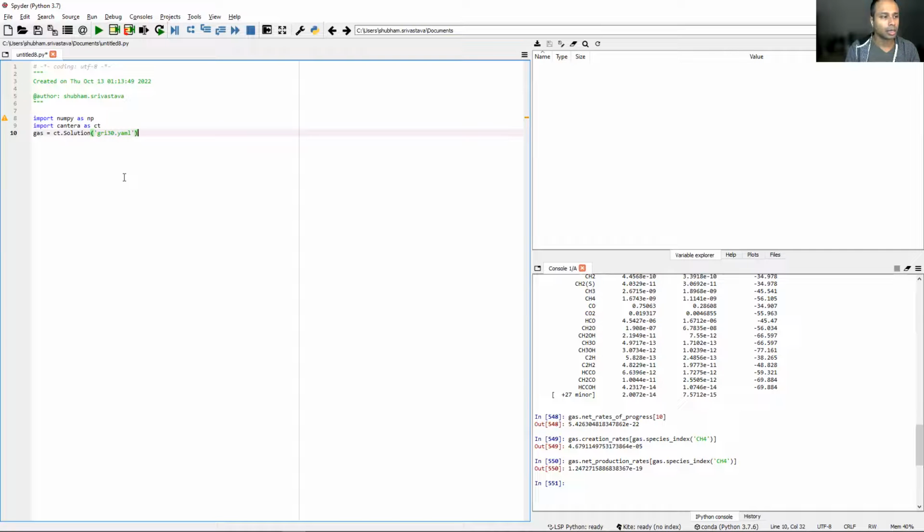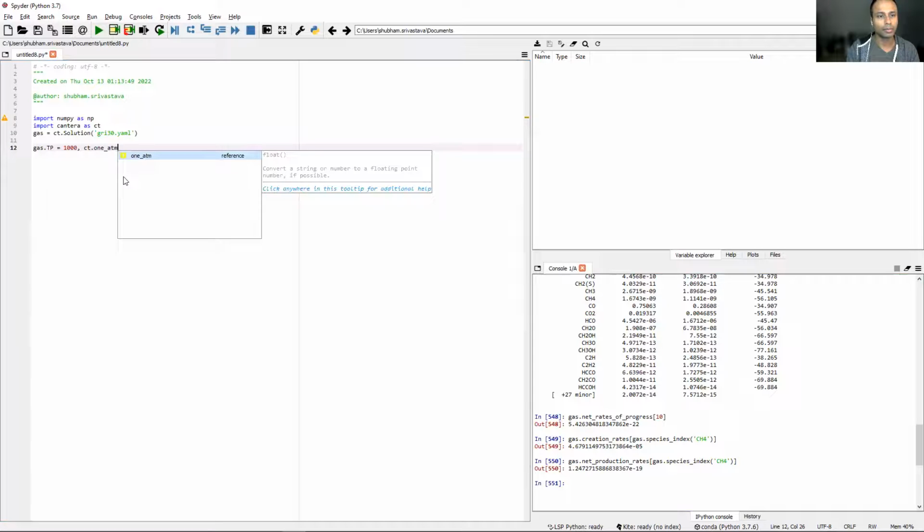All right. Now, let's assign a temperature and pressure. gas.TP equals 1000, comma, ct.one_atm. Okay.